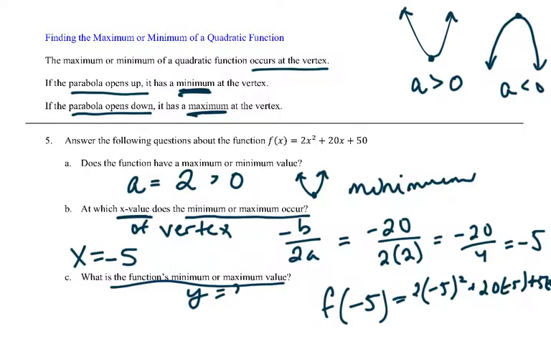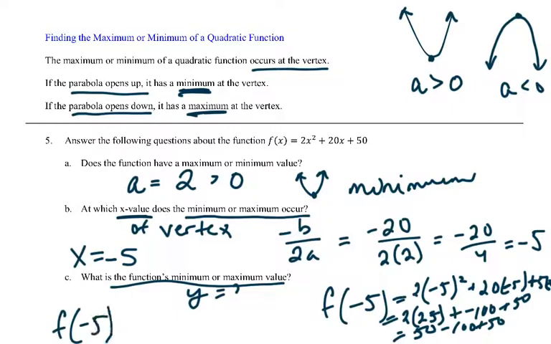-5 squared is 25, so I get 2 times 25 plus -100, plus 50. So I get 50 minus 100 plus 50, which equals... 50 minus 100 is -50, plus 50 equals 0. So the y value in this case, or f of -5, which is equal to our y value for our minimum, is equal to 0.